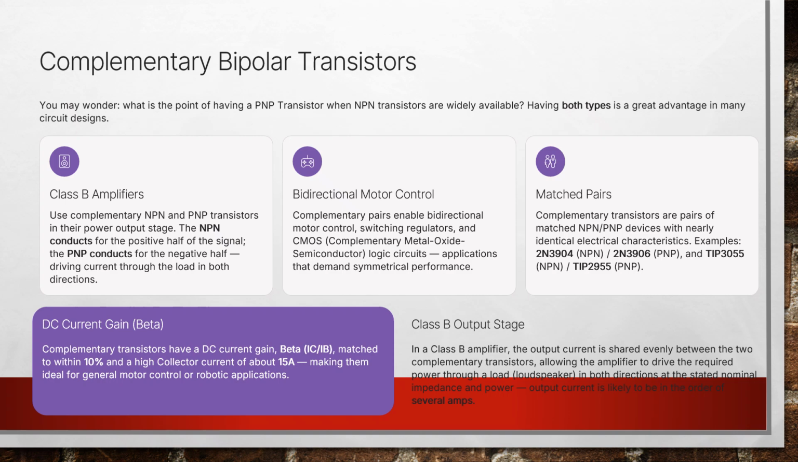DC current gain, beta. Complementary transistors have a DC current gain, beta, IC/IB, matched to within 10% and a high collector current of about 15 amps, making them ideal for general motor control or robotic applications. Class B output stage. In a Class B amplifier, the output current is shared evenly between the two complementary transistors, allowing the amplifier to drive the required power through a load, such as a loudspeaker, in both directions at the stated nominal impedance, and power output current is likely to be in the order of several amps.